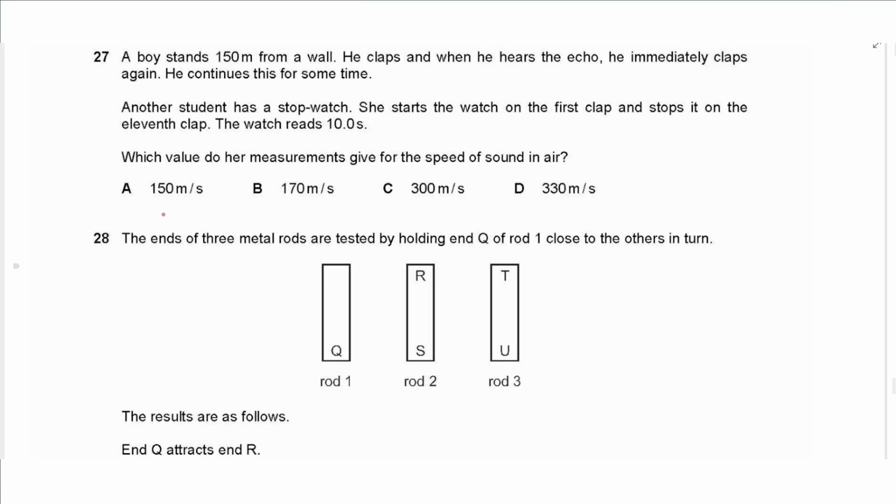Question 27 says a boy stands 150 meters from a wall. He claps, and when he hears the echo, he immediately claps again. He continues this for some time. Another student has a stopwatch. She starts the stopwatch on the first clap and stops it on the 11th clap. So 10 intervals have passed, and reads 10 seconds on the stopwatch. So 10 seconds for 10 intervals between claps.